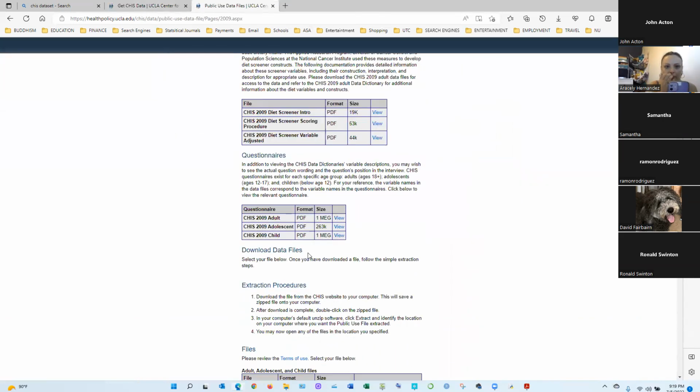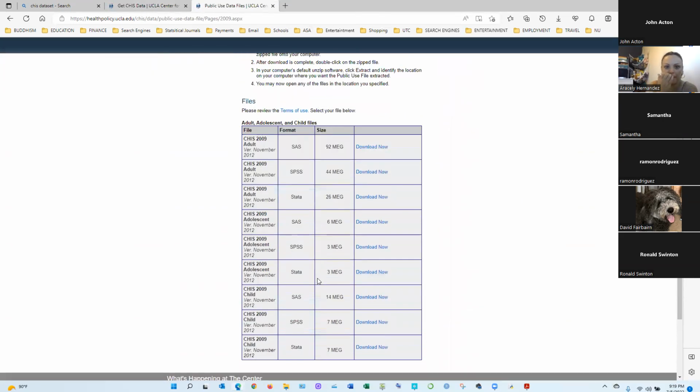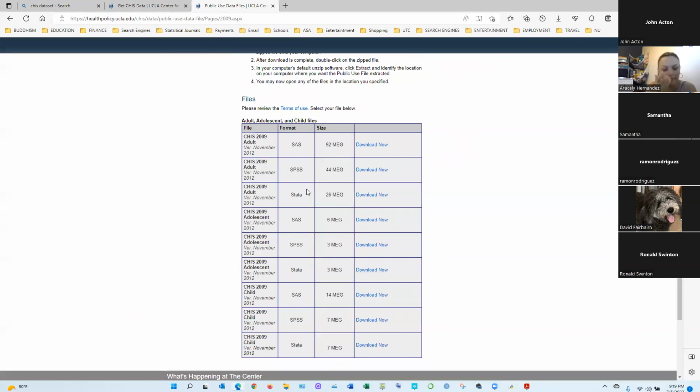So you have all the information here. It's given in SAS and SPSS formats, 2009. But you don't pick the adolescent one or the child one. You have to get the adult one. Download this data for the homework.